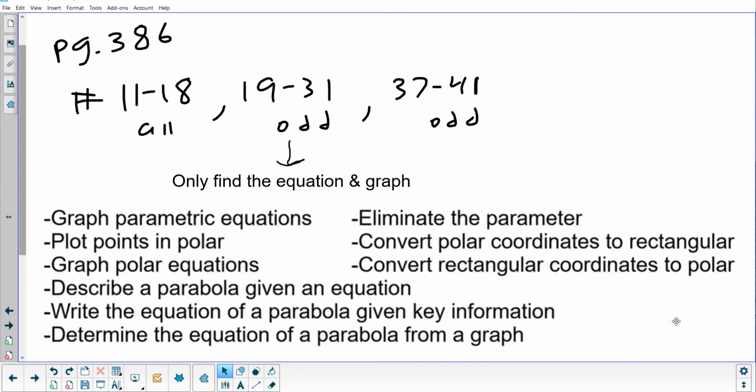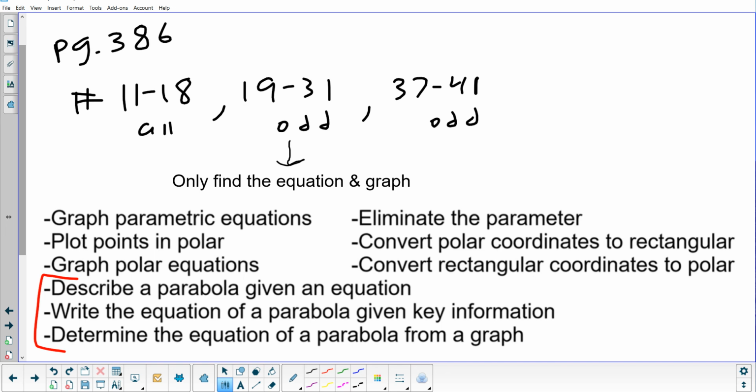Right, so there are the different topics that are on the test. Test covers 9.1, 9.2, and the first part of 9.4. So these 3 are what we did today, all about parabolas. Graphing in parametric and graphing in polar, we did those earlier in the week. Plotting points in polar, that was on, I want to say Tuesday.